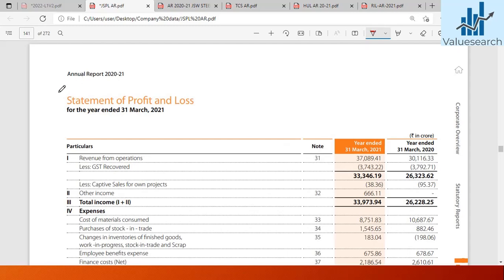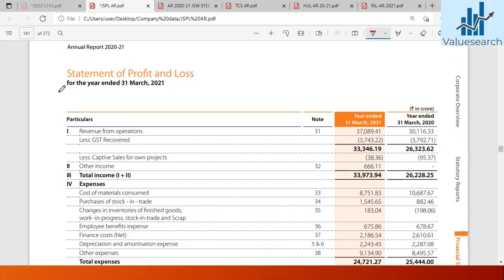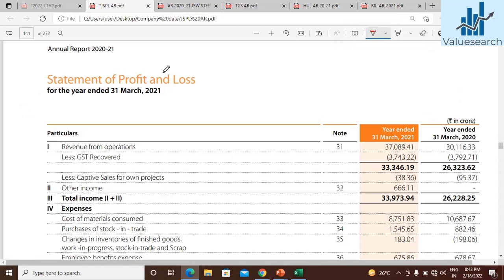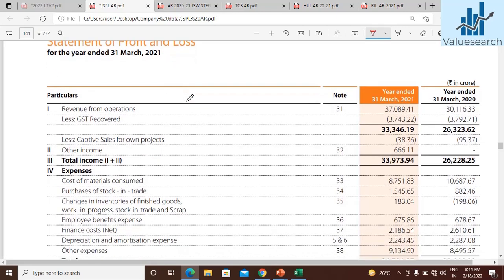So friends, as you can see, we are now looking at Jindal Steel and Power's statement of profit and loss for the year ended 31st March 2021. This is particulars. Here in number 1 you can see revenue from operations, which is 37,089.41 crores for the year ended 31st March 2021. One year ago, for the year ended 2020, the company's revenue from operations was 30,116.33.